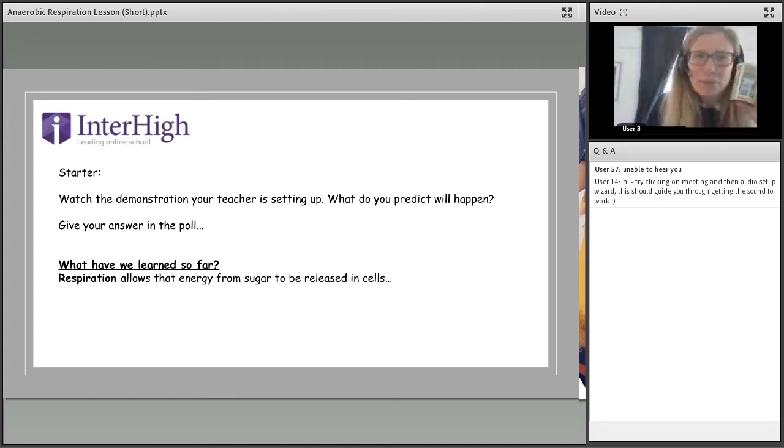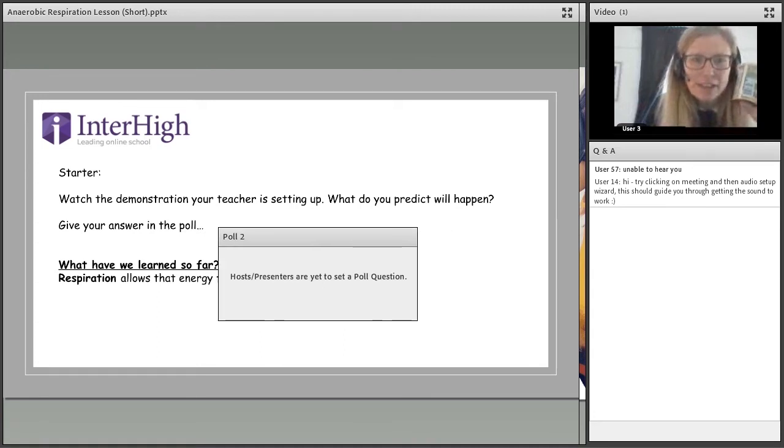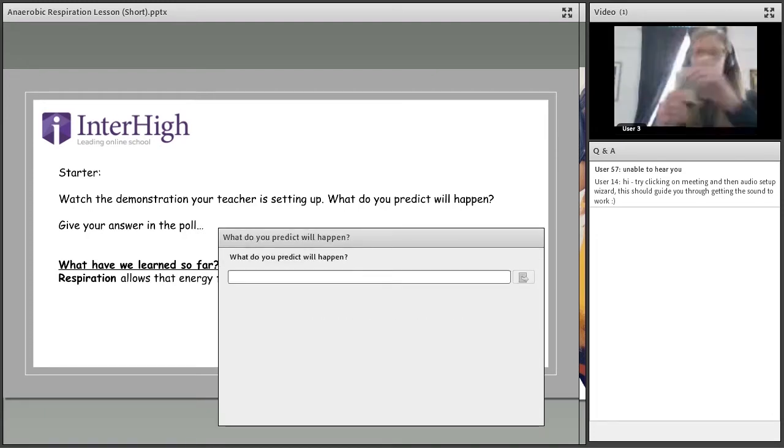I'm just going to get a poll into the room, so you guys are going to make a prediction about what's going to happen in my demonstration. Okay, so I'm going to open up the poll. I'm going to put a teaspoon of my yeast. Yeast is a living thing. It's made of cells, just like us. Except unlike us, it doesn't have trillions of cells, it's just made of one cell. So I'm going to put a teaspoon of yeast into my flask, hopefully not tipping yeast all over the place.